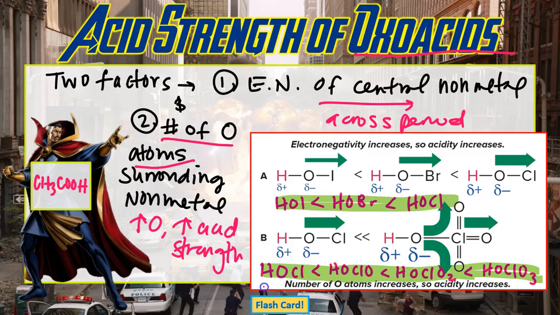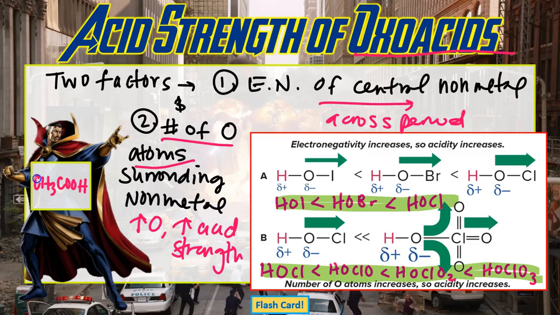So we have some examples here. HOCl is going to be less in acid strength than HOClO because now we've increased the oxygens. And if we increase the oxygens by 3, it's even more acidic. And if we have 4 oxygens, it's the most acidic. Okay, folks? So we can use that to help us understand the acid strength of oxoacids.